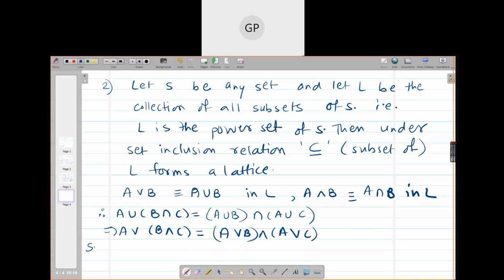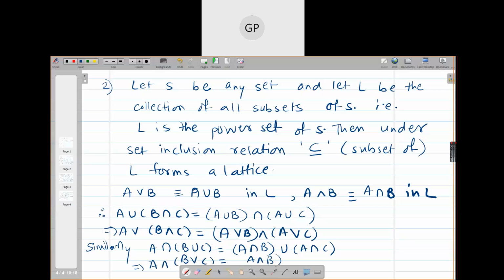And similarly, you can write A intersection B union C. That is equal to A intersection B union A intersection C, and that implies A meet B join C is the same as A meet B join A meet C, for any A, B, C in L. So these are distributive. This is a distributive lattice. Do you understand it? Yes, ma'am. Finished writing?